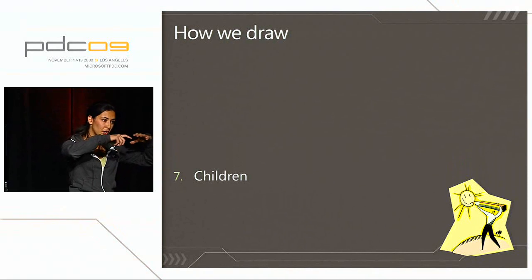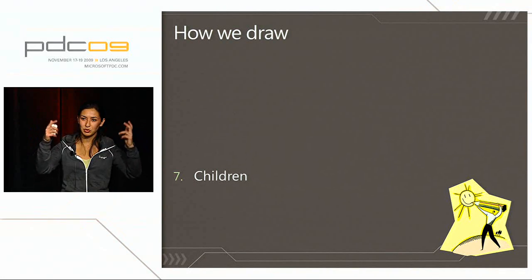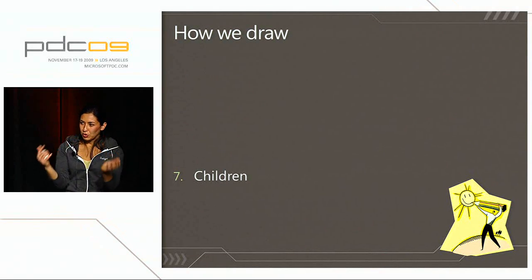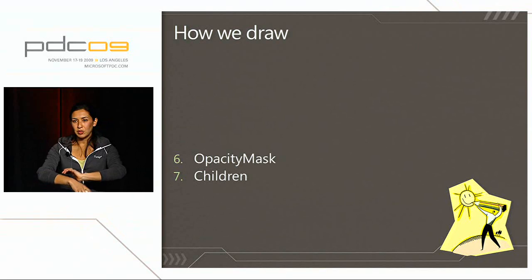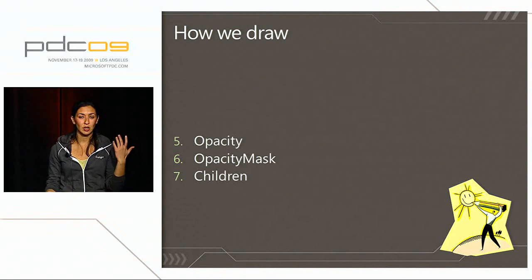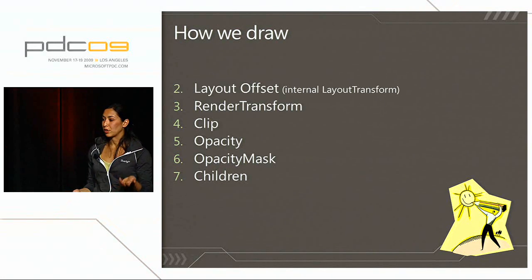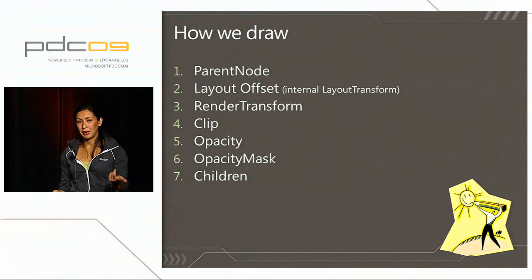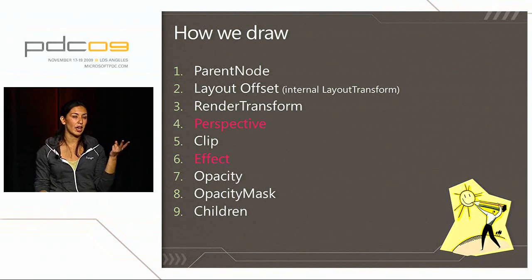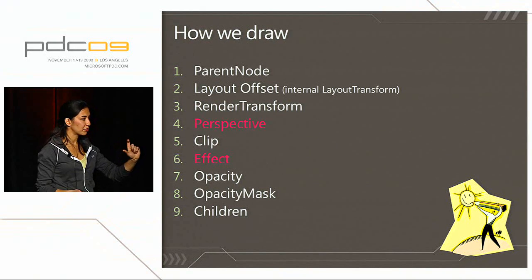So you start off with rendering the children. So for every node in the tree, remember how I said that layout will trigger a redraw? We first evaluate what the children look like, and then we slowly apply each of the properties on that element. So then comes opacity mask, opacity, clip, rectangular or non-rectangular, a render transform, layout offset, and parent node. And then in Silverlight 3, we introduced 2 other properties, perspective and effect. And they work a little bit differently. They're not just a simple rasterizer.